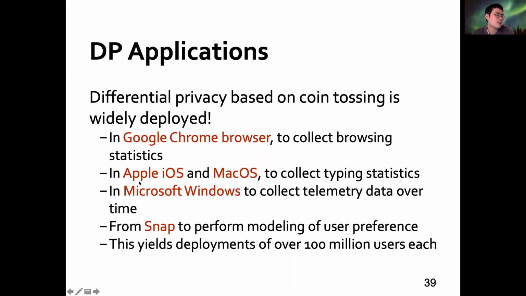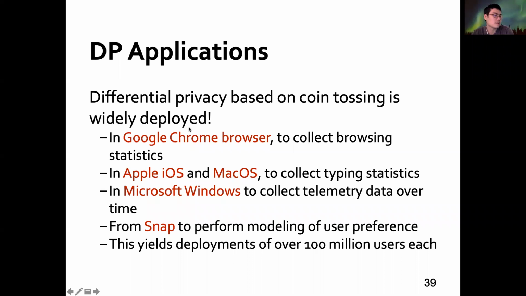Another example is iOS, Apple. They also collect your typing statistics, like what words you type and the frequency, etc. Microsoft also collects some telemetry data, and Snap also collects some data from you for user preferences. But they apply differential privacy so that it does not disclose too much of your information.